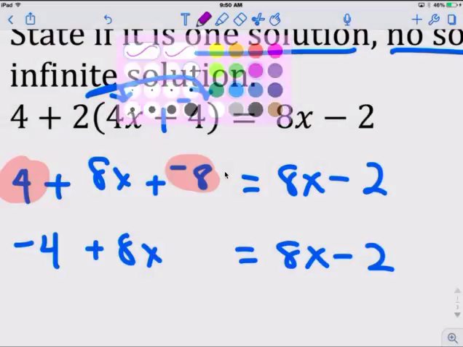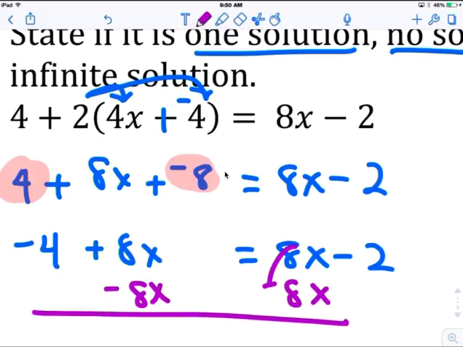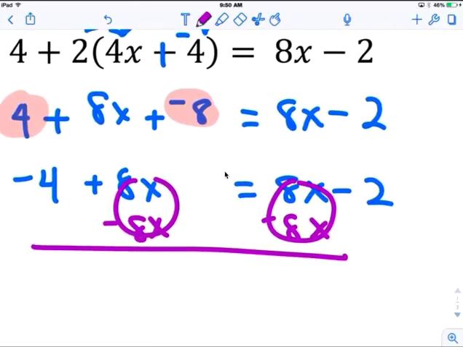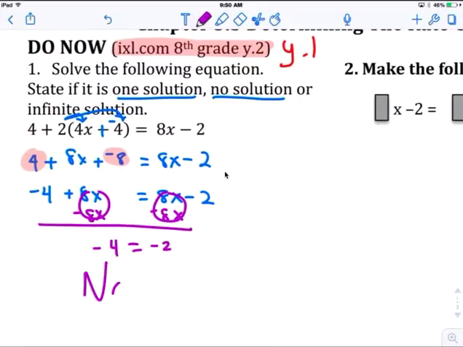Get rid of the variable first. 0, 0. -4 equals -2. No solution, right? Okay.